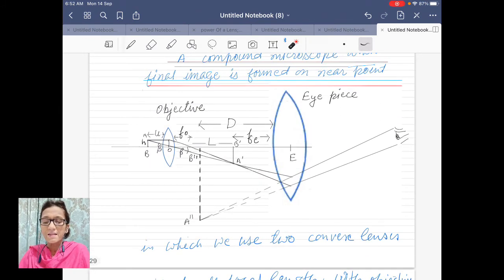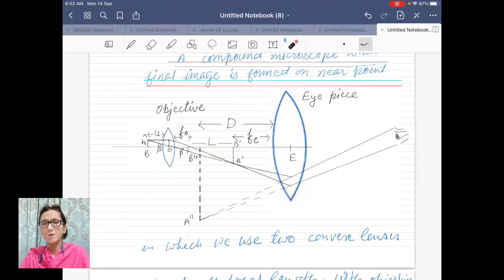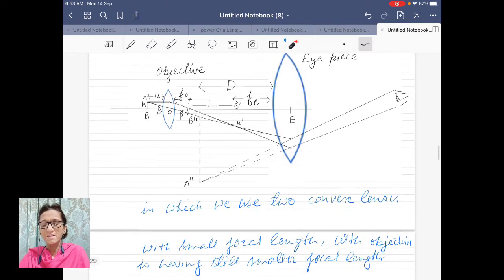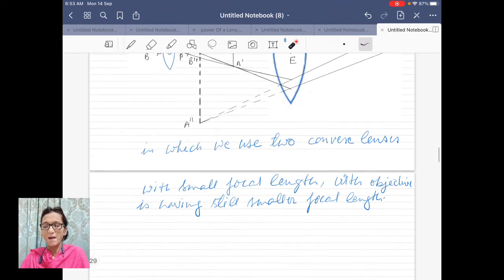You can see that the two convex lenses are kept coaxially. They are kept in two different barrels such that the distance between the two can be changed using a rack and pinion arrangement. In order to have a final magnified clear image, we change the distance between the two lenses. So this is a simple description of a simplified version of a compound microscope.